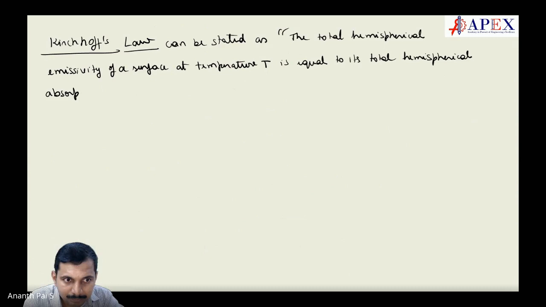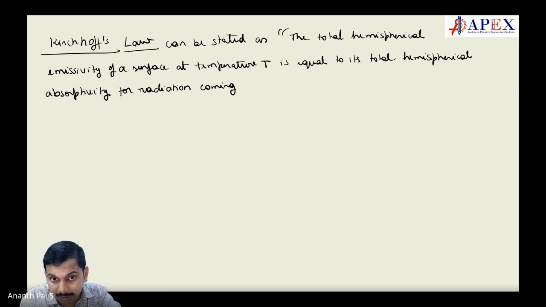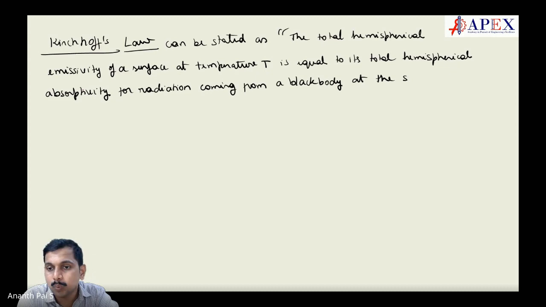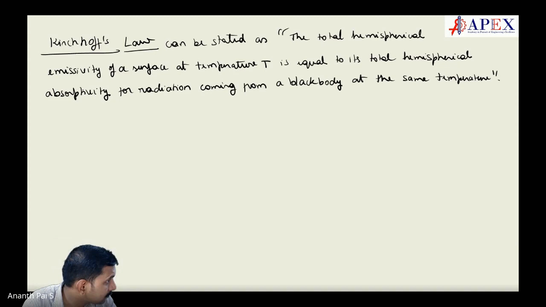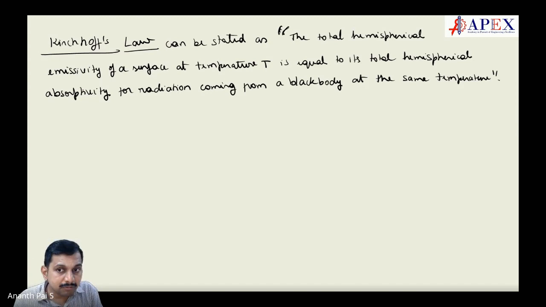Absorptivity for radiation coming from, very important, coming from a black body at the same temperature. Very important. The black body should be at the same temperature. I'll repeat again. The total hemispherical emissivity of a surface at temperature T is equal to the total hemispherical absorptivity for radiation coming from a black body at the same temperature T. Very, very important. Black body at the same temperature.